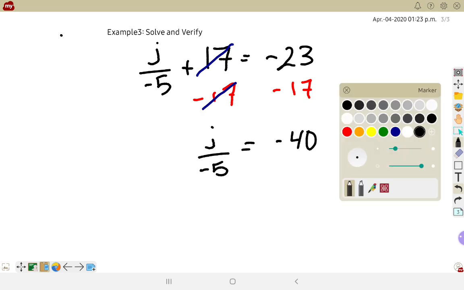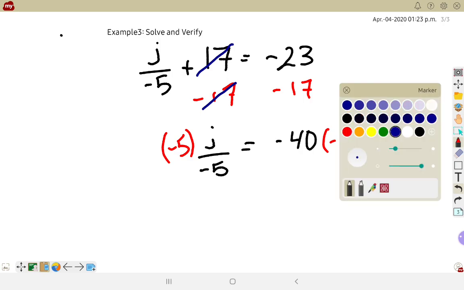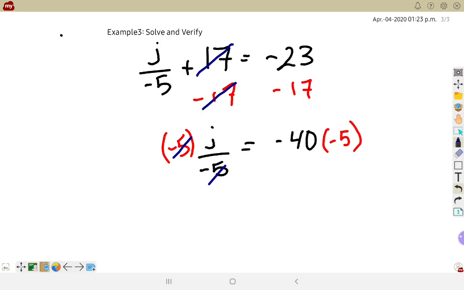On the left hand side we just have j over negative 5. So that says j divided by negative 5, and the opposite of dividing by negative 5 is to multiply both sides by negative 5. These cancel one another out, and we're left with just j is equal to, on the other side, negative times negative is positive, and 40 times 5 gives me 200.